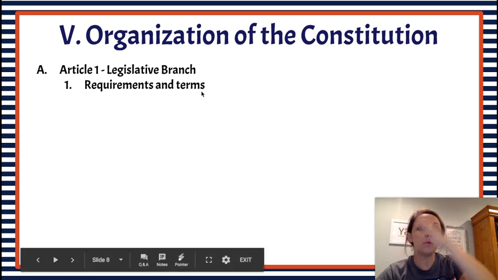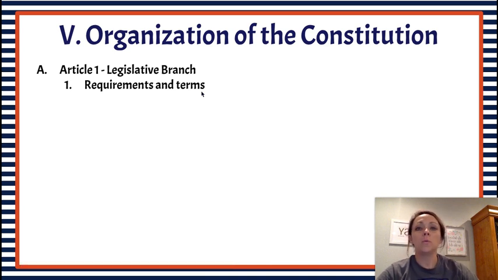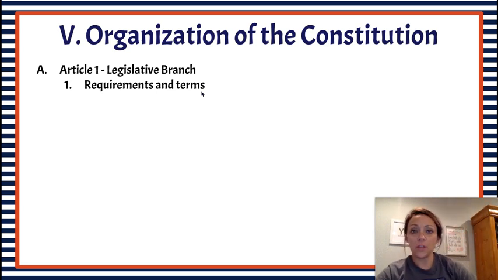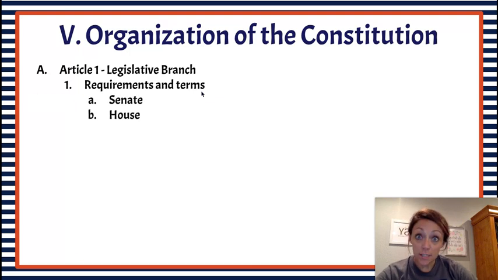So every 2 years, every even-numbered year, we have a congressional election, and every time we have a congressional election, all 435 of our House members are up for re-election. I did it backwards. Let's talk about the Senate now.